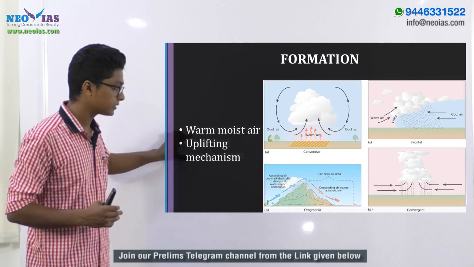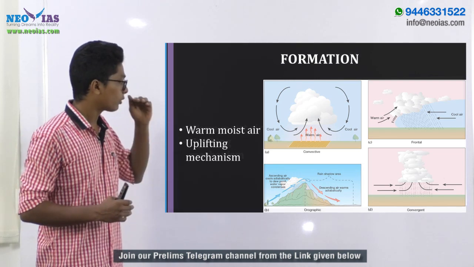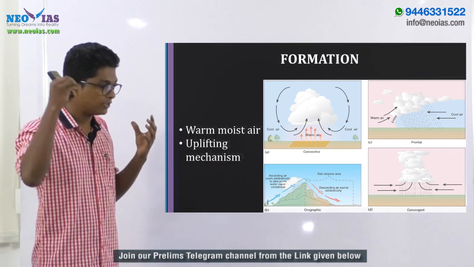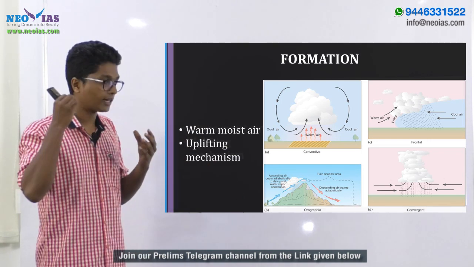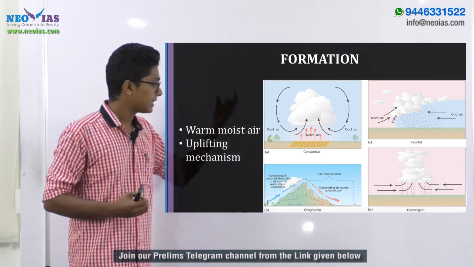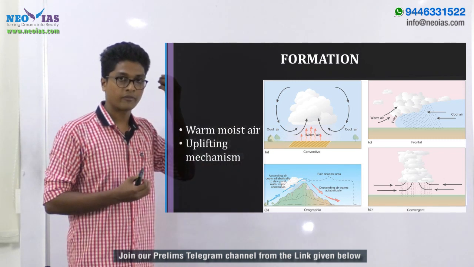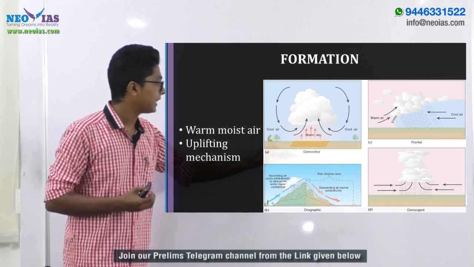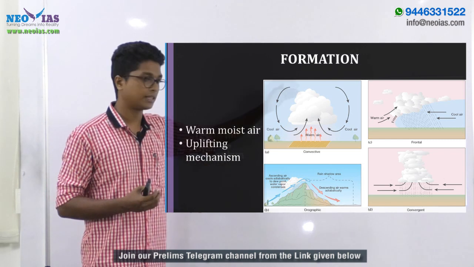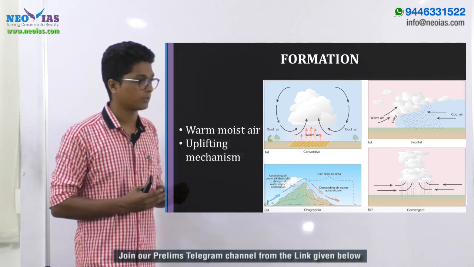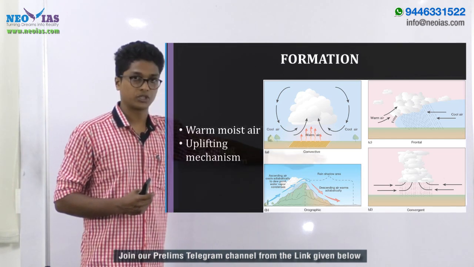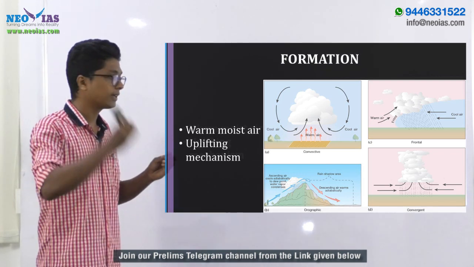Now this uplifting mechanism can take place in various ways. One of the most important ways is convective currents. Convection, in the sense that if you have insolation, the sunlight coming from the sun, increasing the temperature throughout the surface, the air will become warmer. When the air becomes warmer, it becomes lighter and rises up. On their way up, they carry the warm moist air along with them, and that creates the cumulonimbus clouds. So one way of upward movement of air is convection, and it's directly related to the sunlight coming from the sun.